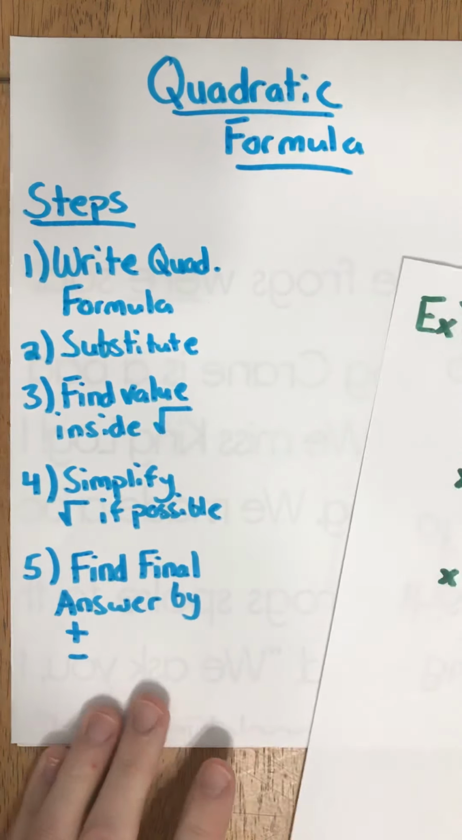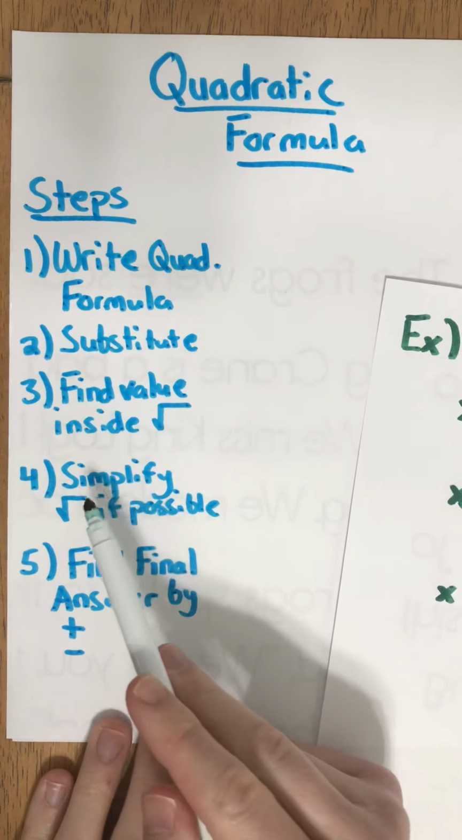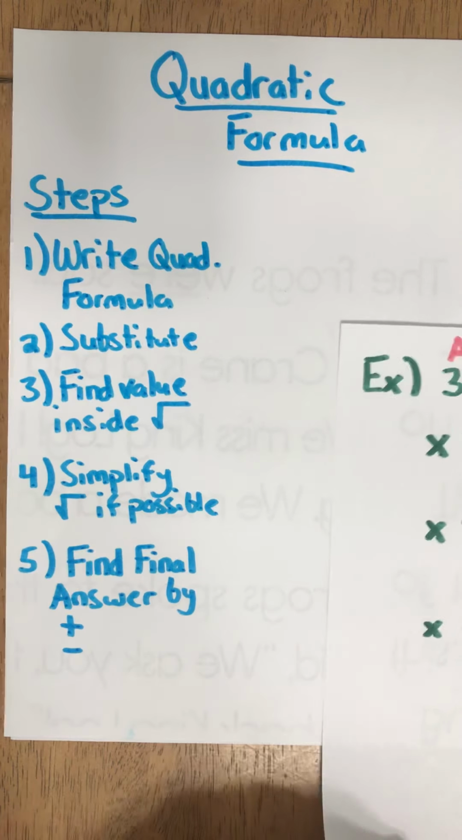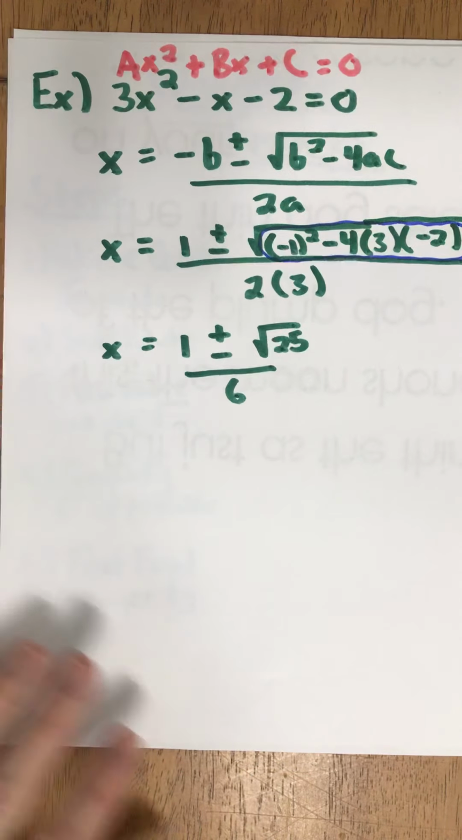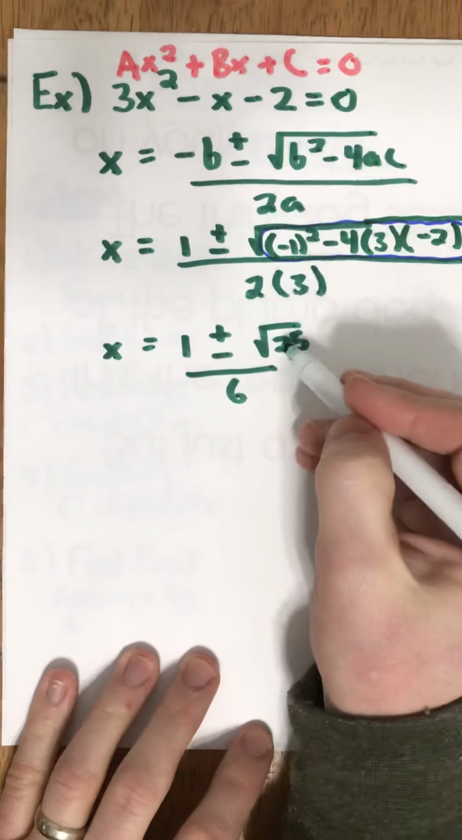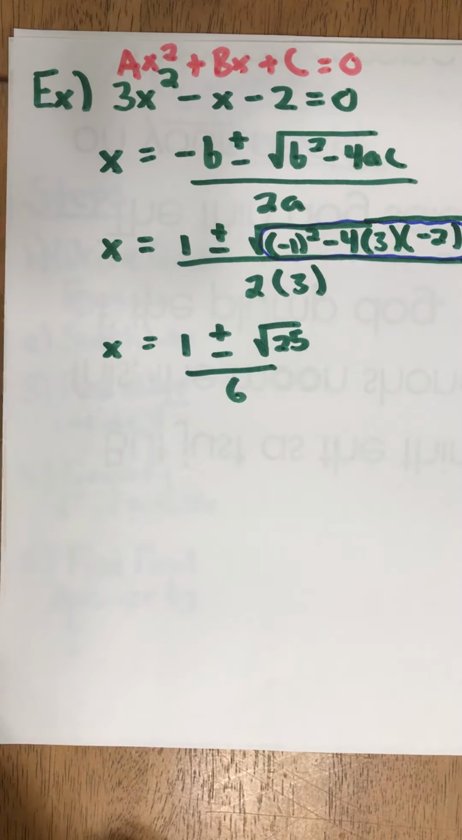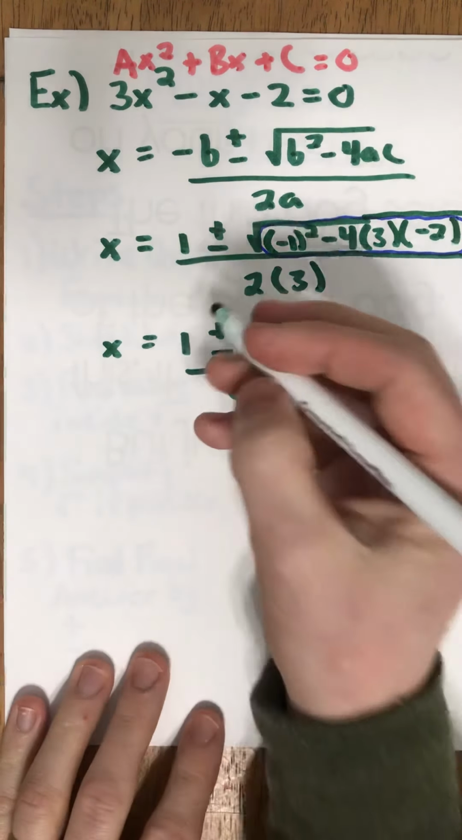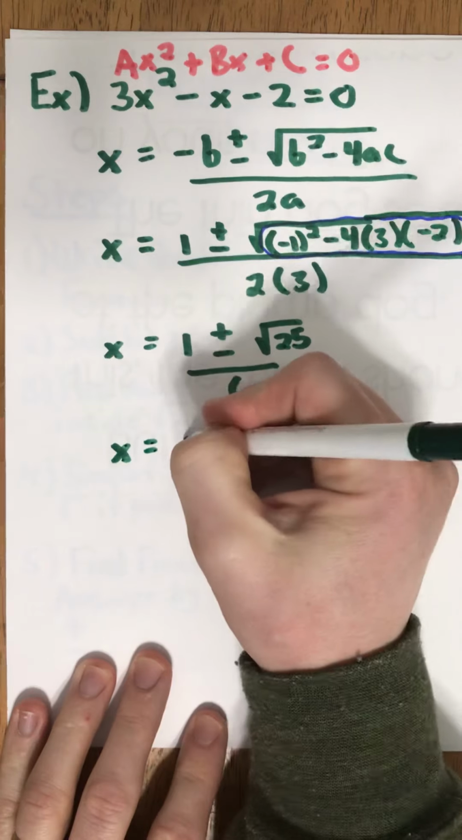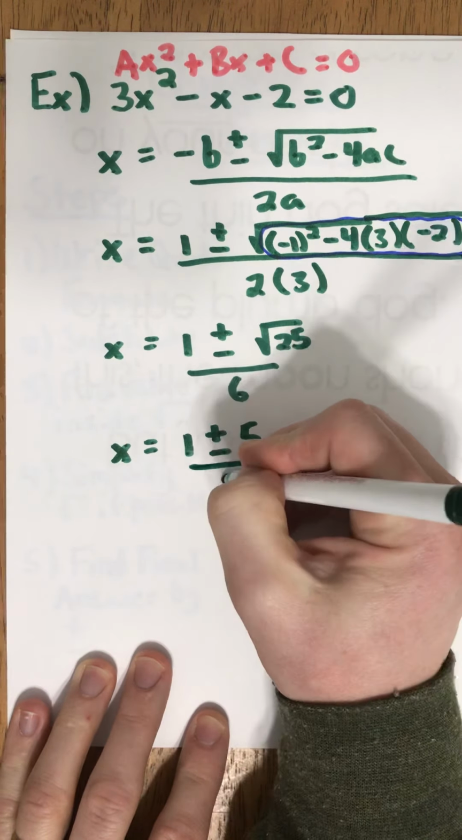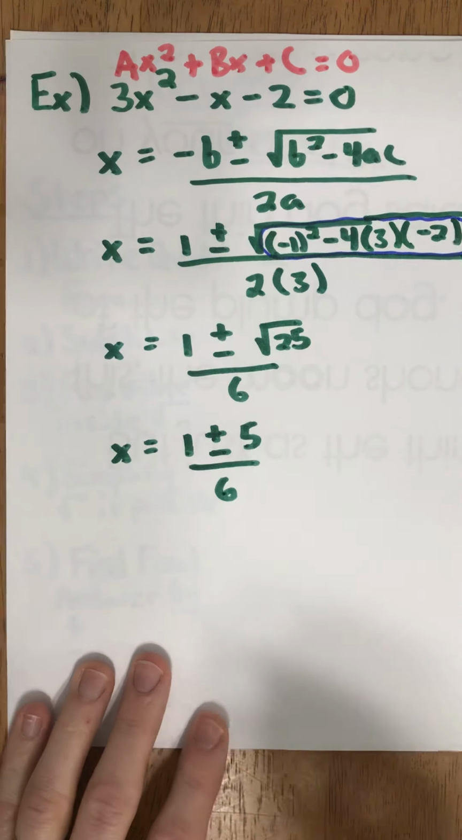All right, step 4, we're going to simplify our radical if possible. Now, sometimes that won't be possible, but most of the time we are going to be able to simplify. In this particular case, it's a really easy simplification because we know that the square root of 25 is 5. So we could write this as x equals 1 plus or minus 5, divided by 6.